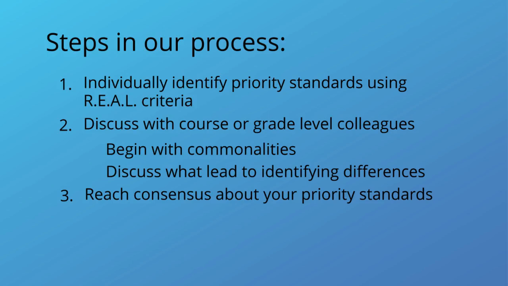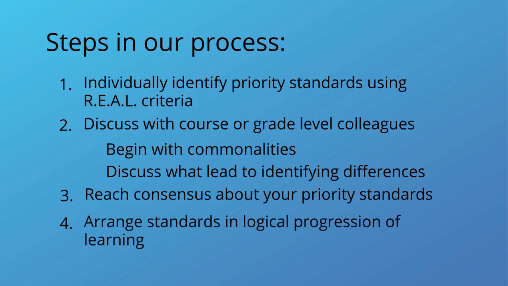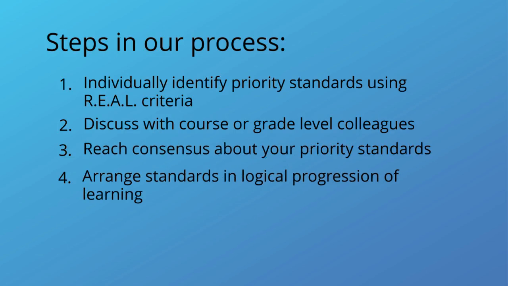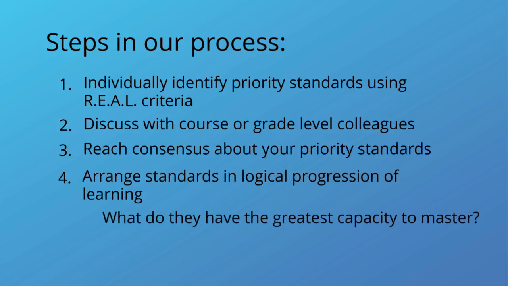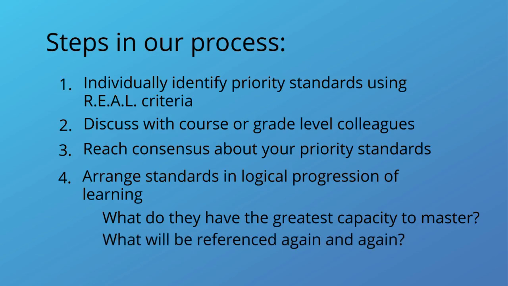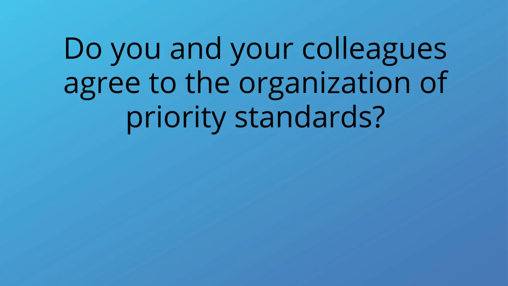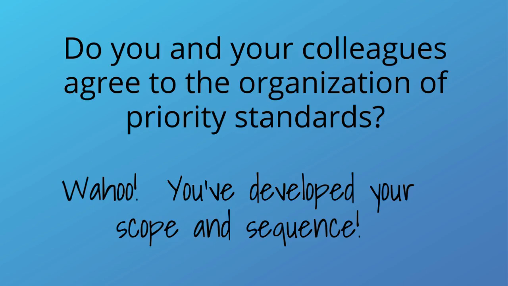Once you and your team have agreed to a list of your priority standards, your next step is to organize them into a sequence that makes the most sense for students. Consider either what they have the greatest capacity to master as they walk into your class, or you may begin with the most foundational standard that you'll lean into again and again as the year continues. Once you reach agreement on the order in which you are going to deliver instruction and assess your standards, then you have developed your skeleton, scope, and sequence for the year.